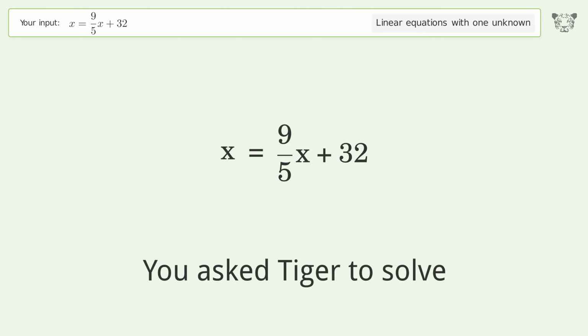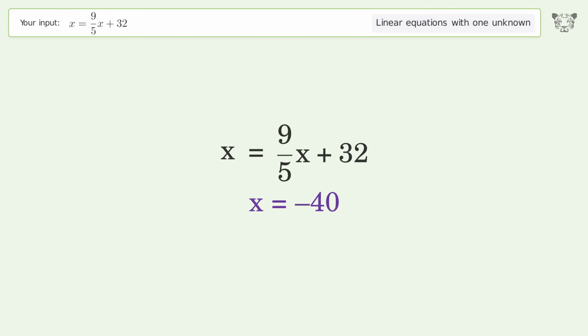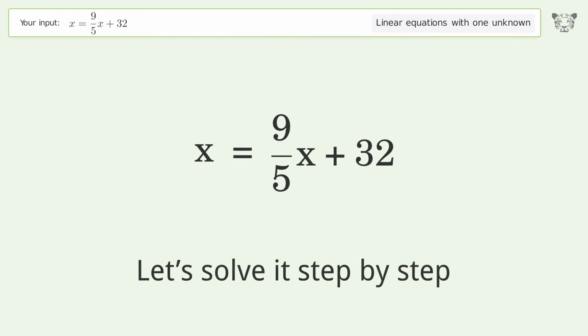You ask Tiger to solve this. It deals with linear equations with one unknown. The final result is x equals -40. Let's solve it step by step.